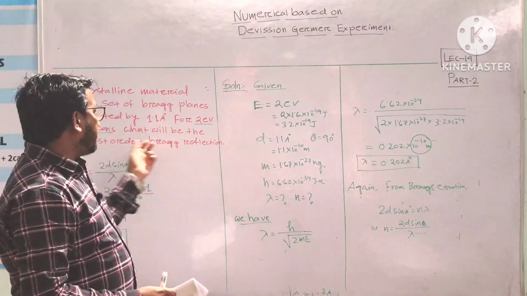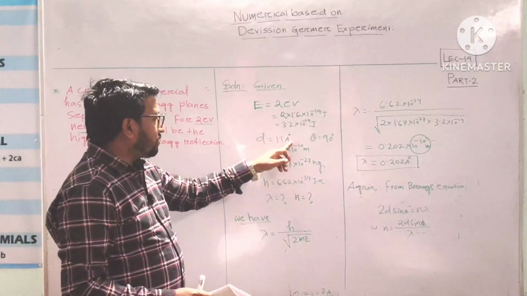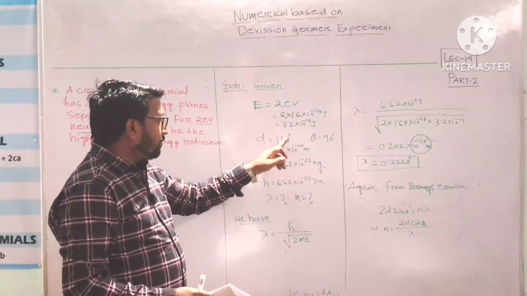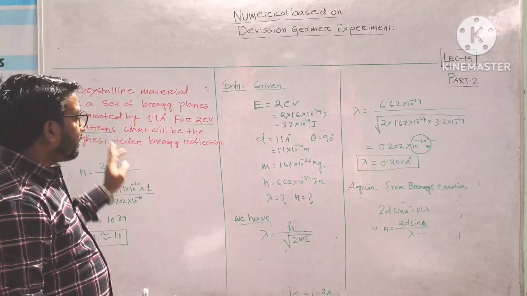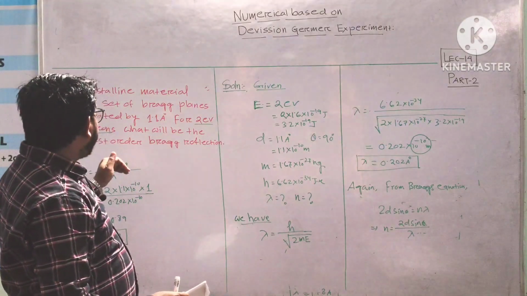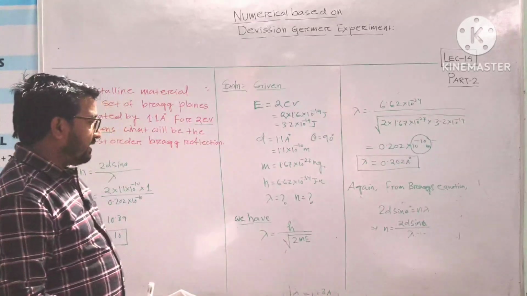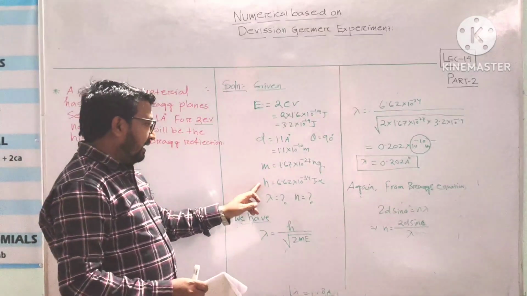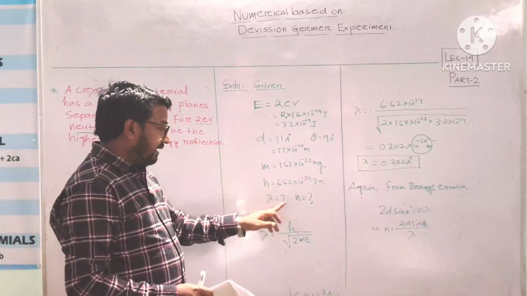And d, this is the interplanar spacing, and this is equal to 1.1 angstrom. We know that 1 angstrom equal 10 to the minus 10 meter. So 1.1 angstrom equal 1.1 into 10 to the minus 10 meter. And the particle is a neutron. We know that the mass of the neutron is 1.67 into 10 to the minus 27 kg, and h is Planck constant, h equals 6.62 into 10 to the minus 34 joule second, and lambda equal what, and n equal what.